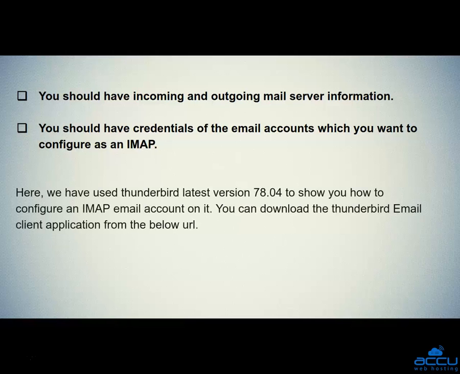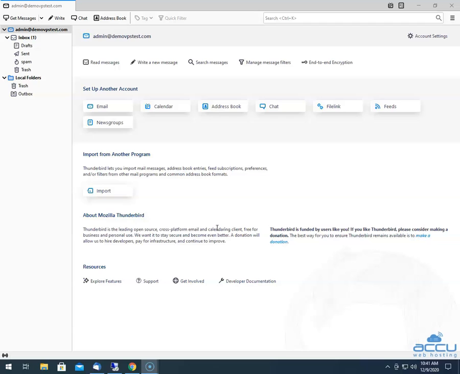For your information, here, we have used Thunderbird's latest version 78.04 to show you how to configure an IMAP email account on it. You can download the Thunderbird email client application from the below URL. In order to configure a new IMAP email account, go to the Set up another account section and click on the email option.